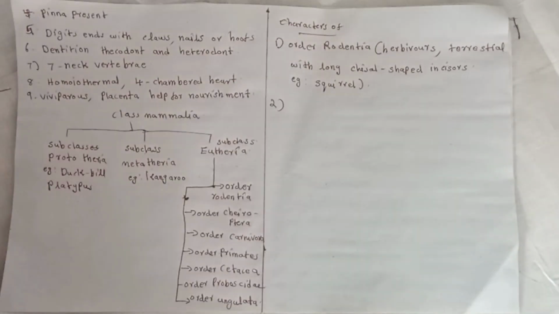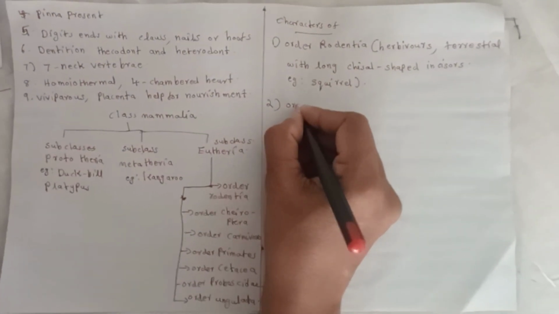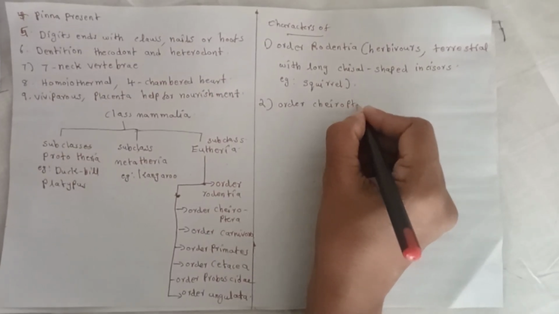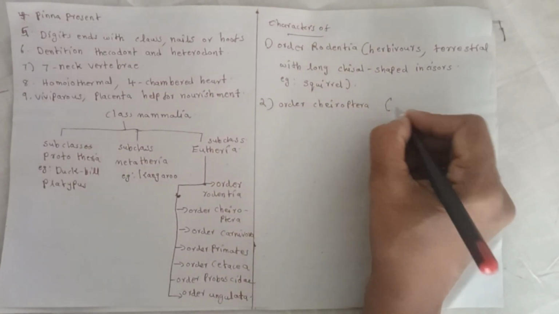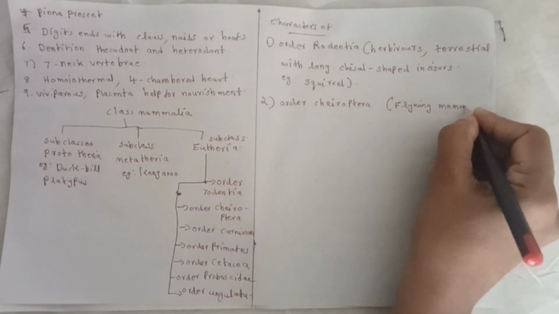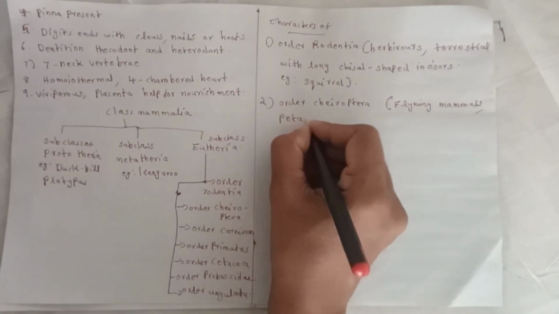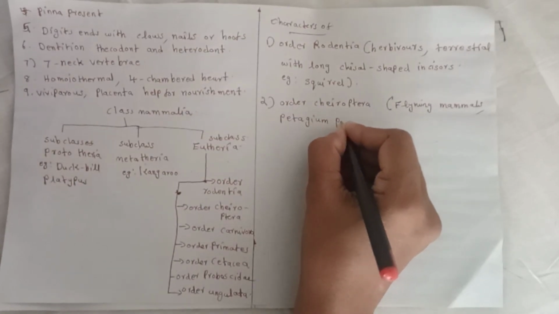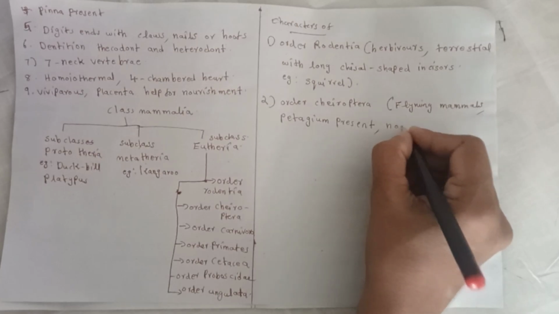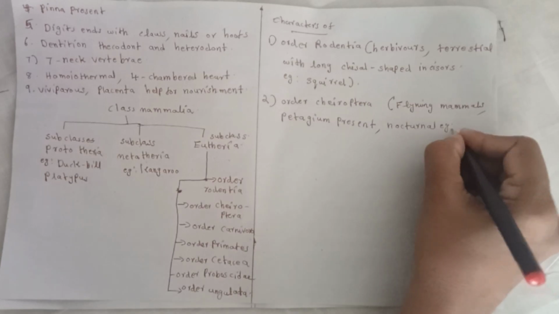Second order, Chiroptera. The main characters: flying mammals, patagium present, nocturnal habit. Example, bat.